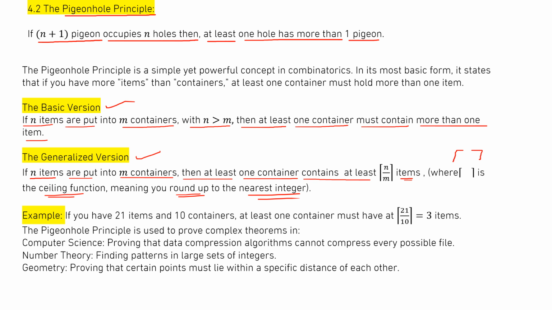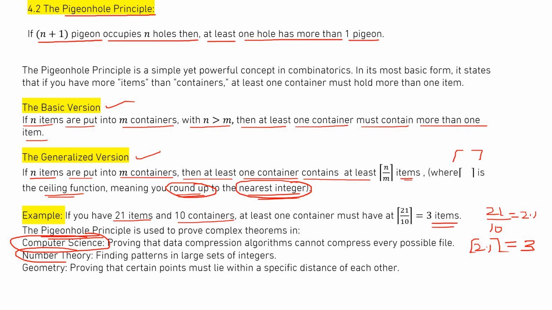For example, if you have 21 items and you have 10 containers, that means we are going to divide 21 by 10. That will give you 2.1. But we have to take the ceiling function of this number 2.1. So we have to round up to the nearest integer. The nearest integer of 2.1 will be 3. So the answer is 3. This pigeonhole principle is used in computer science, number theory, and also in the field of geometry.